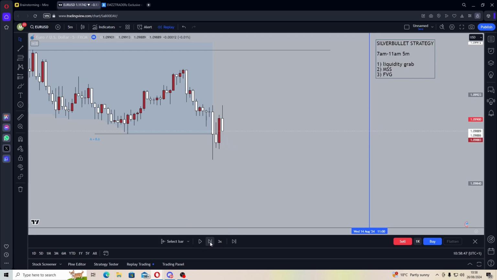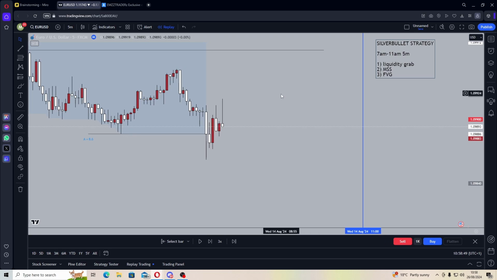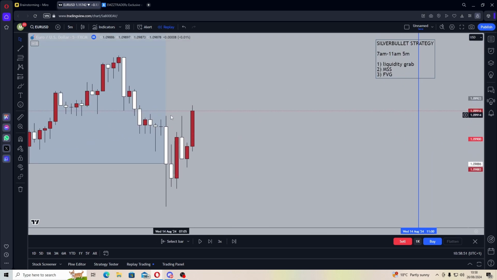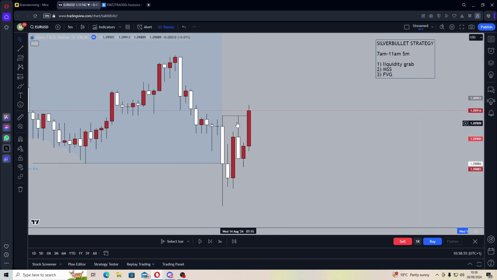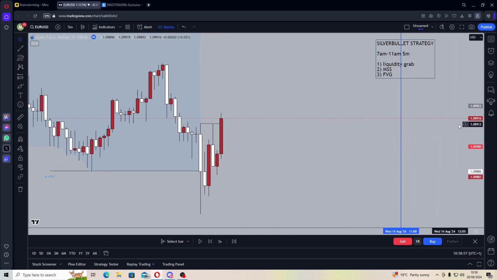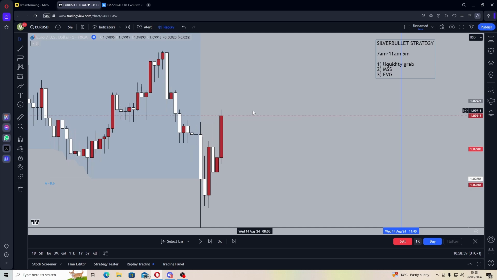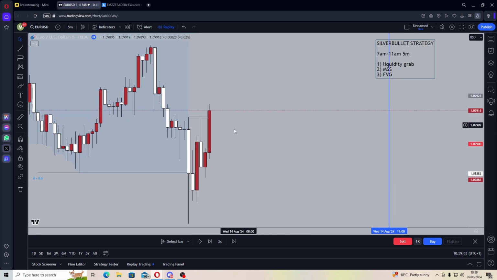If I play price forward, there we go. We have a market structure shift right here of this high. This high has just been swept right there, twice even. After this, all we need to do is look for a high probability fair value gap. The indicator that I have on actually marks out the fair value gap that I need to use, so I don't need to do anything.